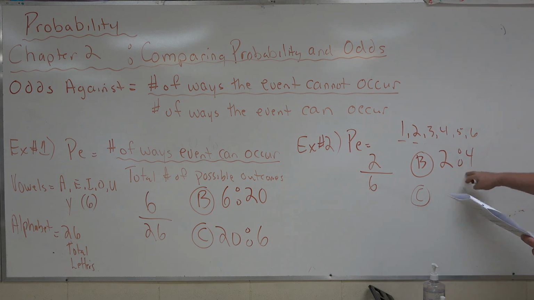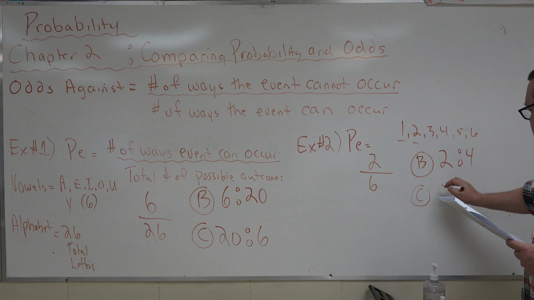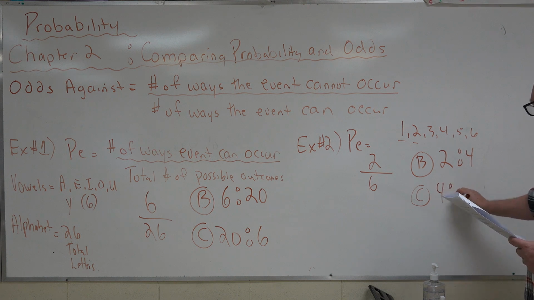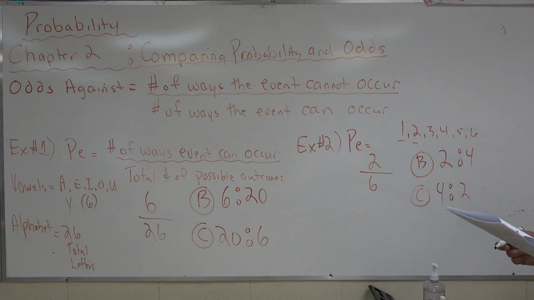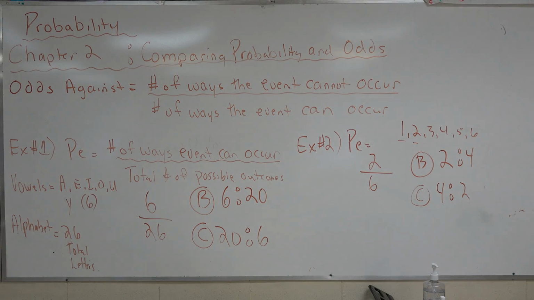If this is our odds in favor of getting a number less than 3, odds against of getting a number less than 3, guess what? It's just the reverse. And that will conclude example 2. Now there is example 3, 4, and 5. So I'm going to pause the video and erase the board.